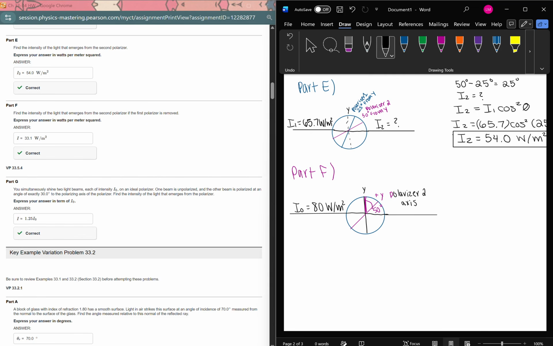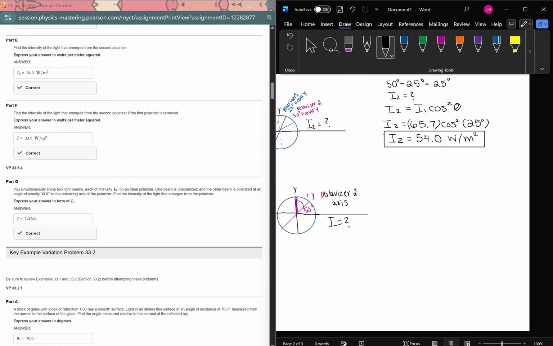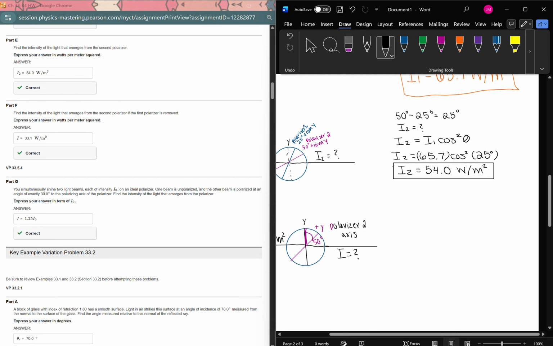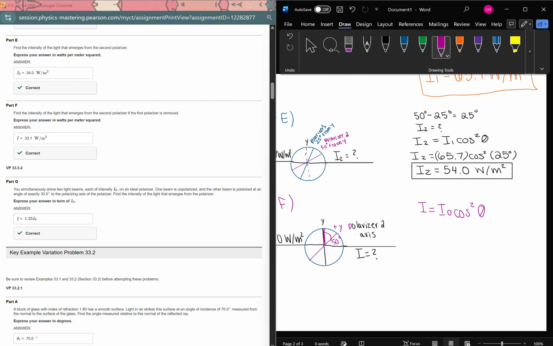Okay, so we have to find the intensity of the light that emerges from the second polarizer when the first polarizer was removed. So we're going to do I equals question mark. Let's go ahead and use Malus's law as before, which is I equals I initial intensity times cosine squared of the angle. Let's substitute everything that we know.